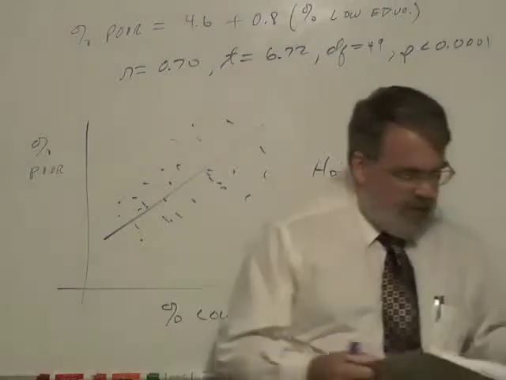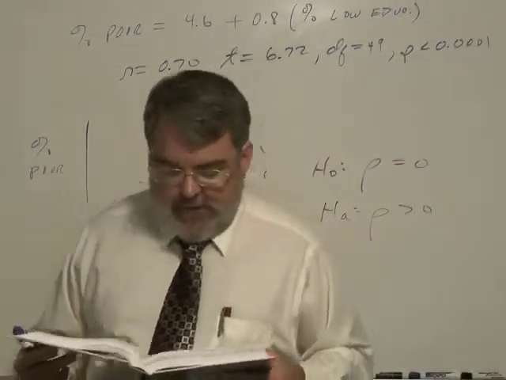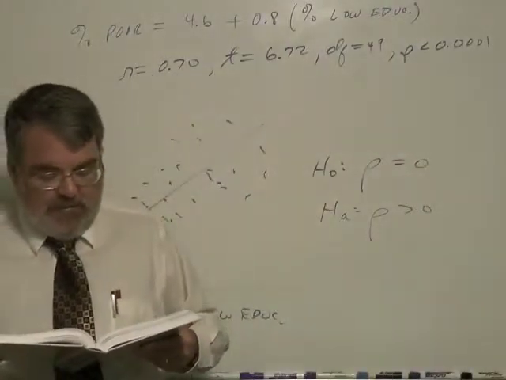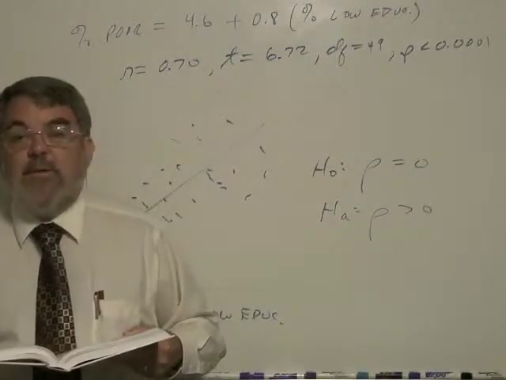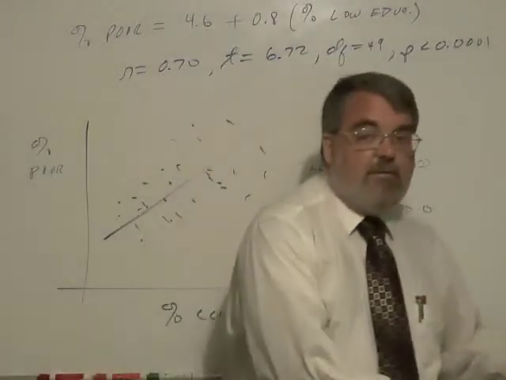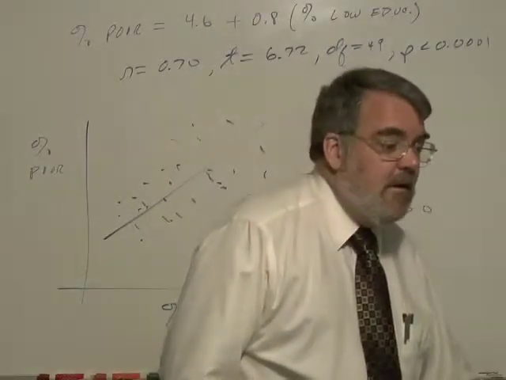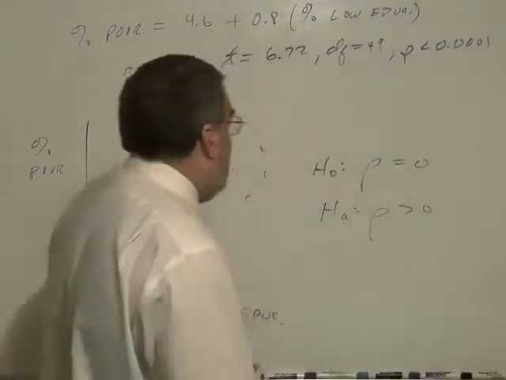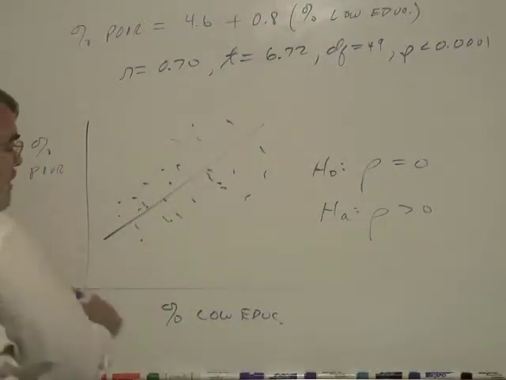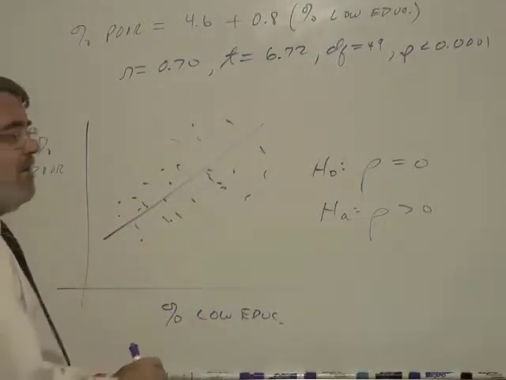Okay, part C. The scatter plot of these data is shown in the figure. Why are some of the points above the regression line and why are some below the regression line? Well, that's due to residual factors, isn't it? And so the poverty rate is not strictly tied to the educational rate.